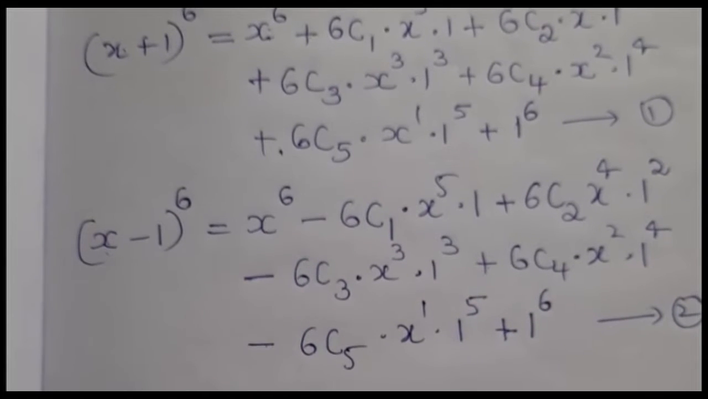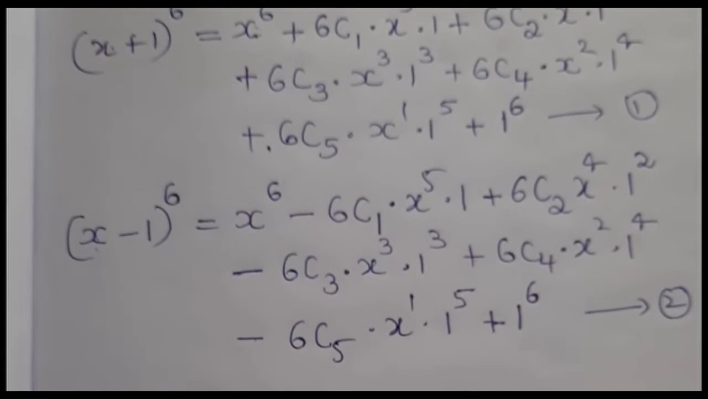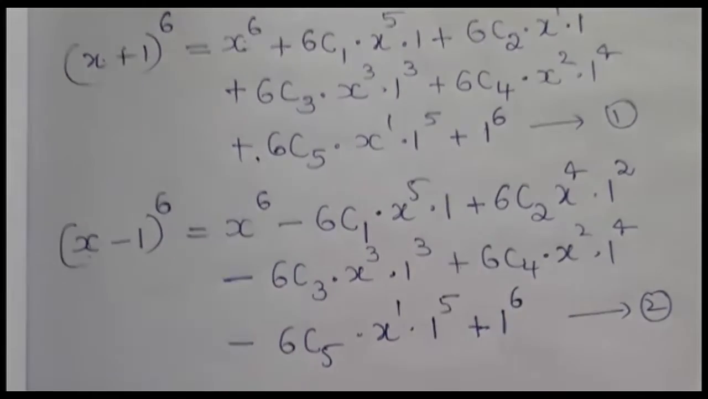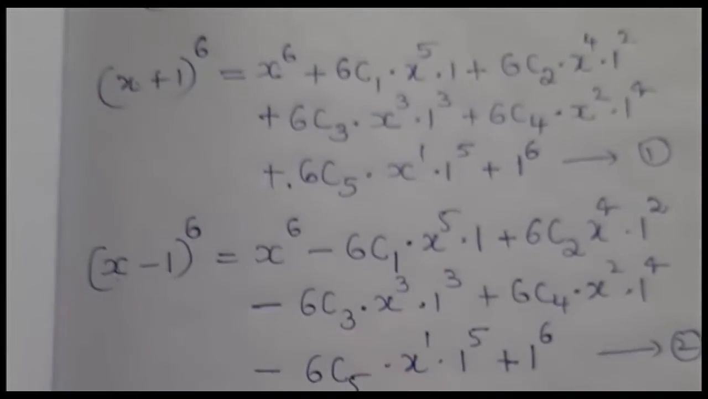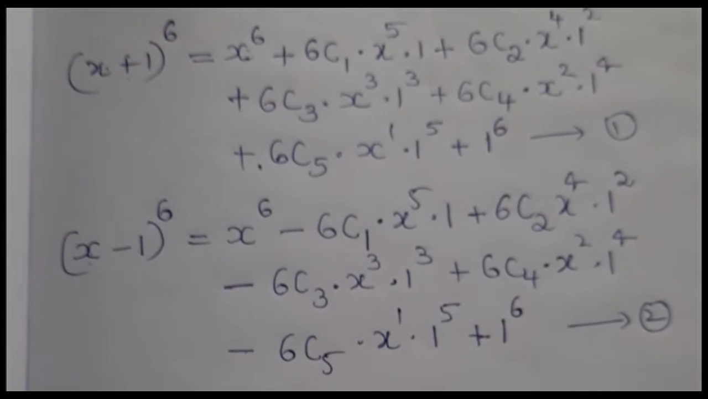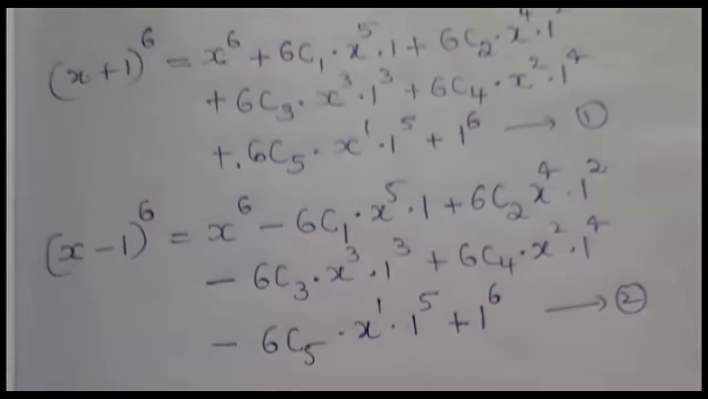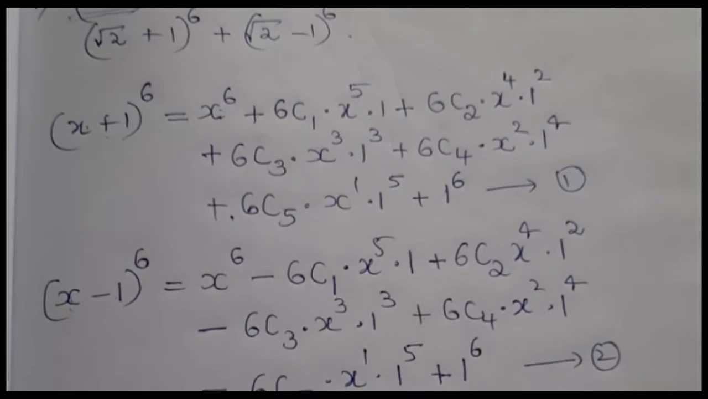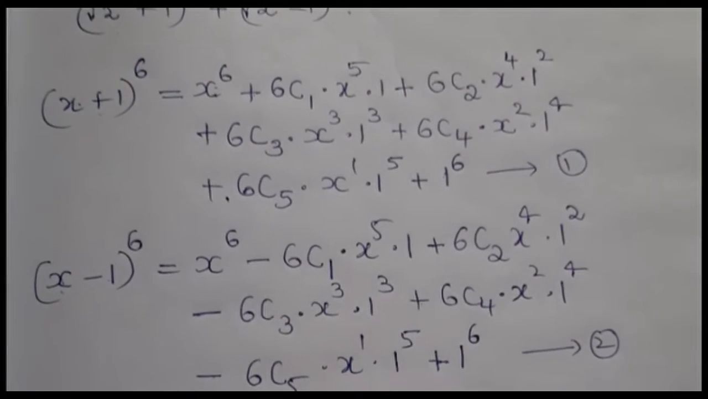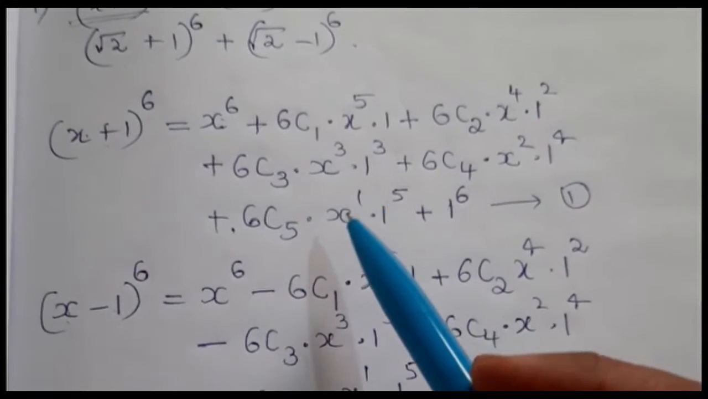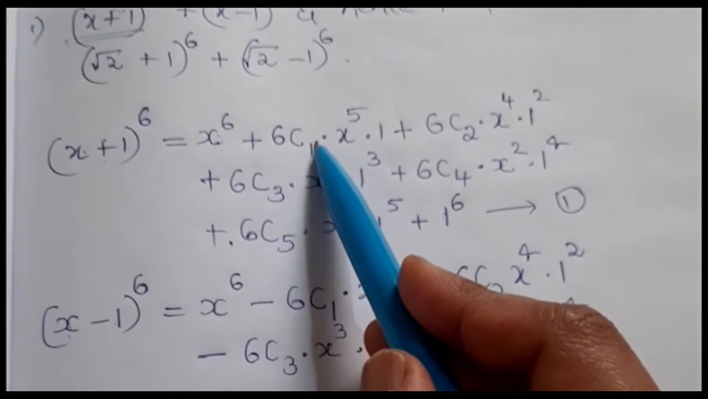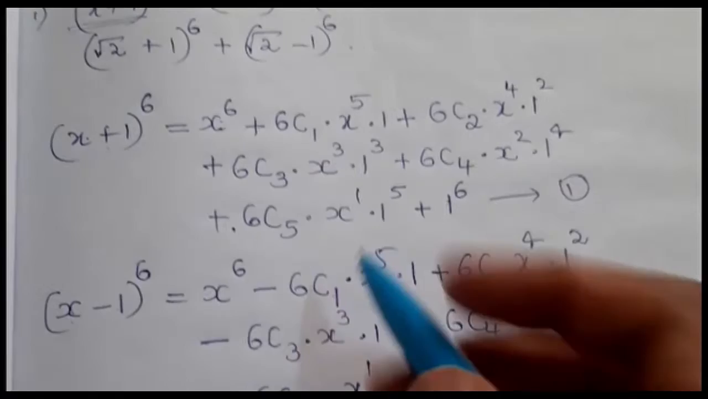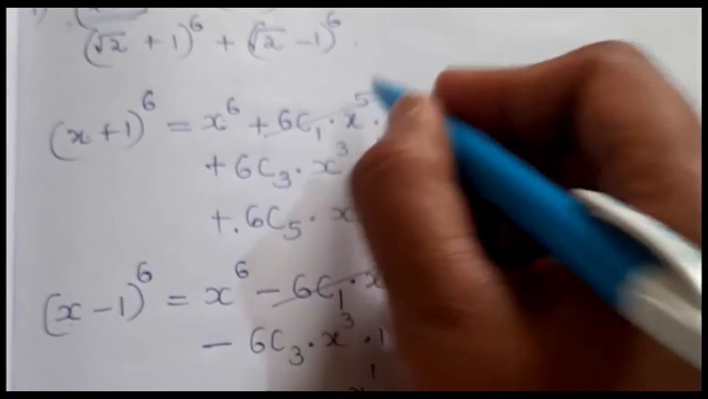When I add here, LHS will become (x plus 1) whole power 6 plus (x minus 1) whole power 6. The LHS of the two equations are just summed up. Now while I add the two expressions on the right hand side, there are a few terms which are the same but with opposite signs, right? Opposite signs, which are they? 6c1 x power 5 minus 6c1 x power 5. When I add them, they cancel out with each other.